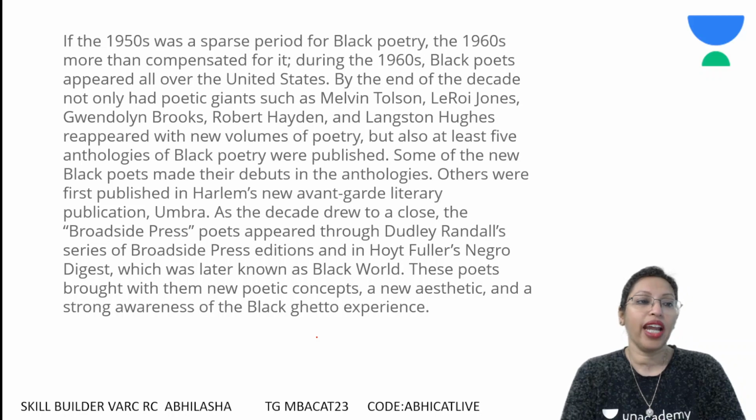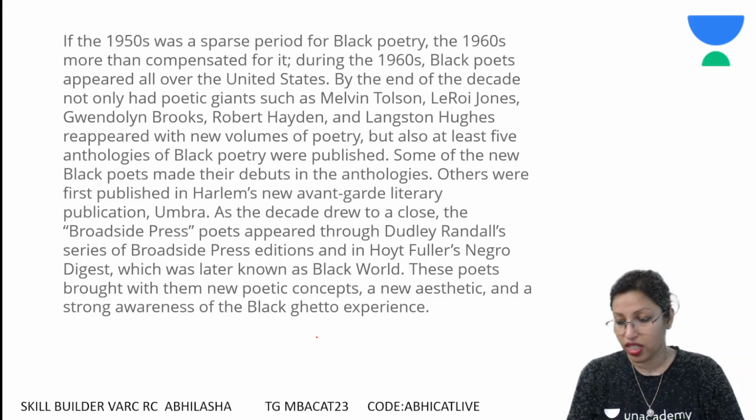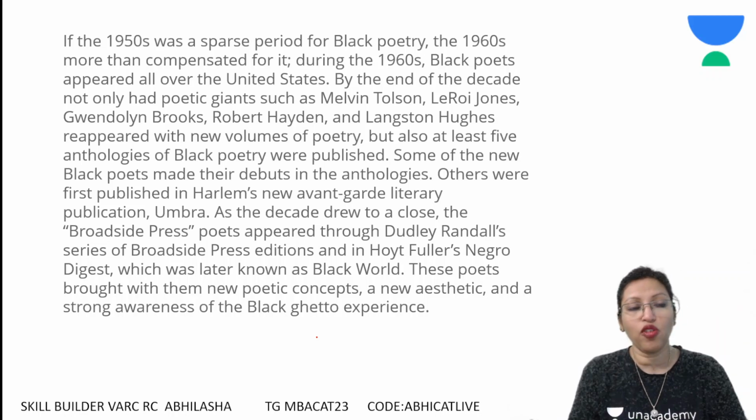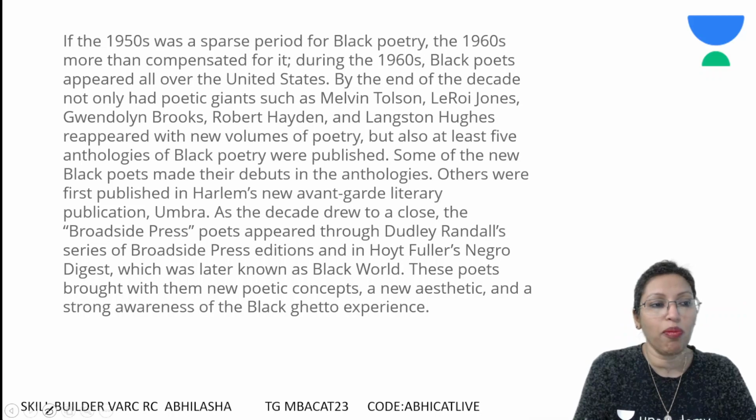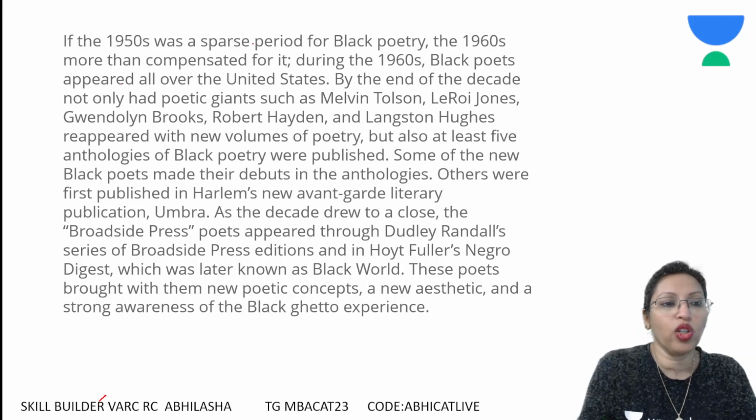Okay. If the 1950s was a sparse period for black poetry, the 1960s more than compensated for it. Well, remember the first line of the paragraph always tells you what the paragraph is all about. So the 1960s compensated for the sparseness of the poetry. That means there was a lot of poetry being written in the 1960s, right? So we are talking about that.